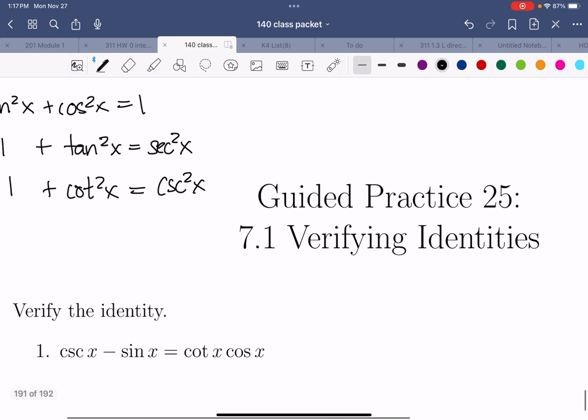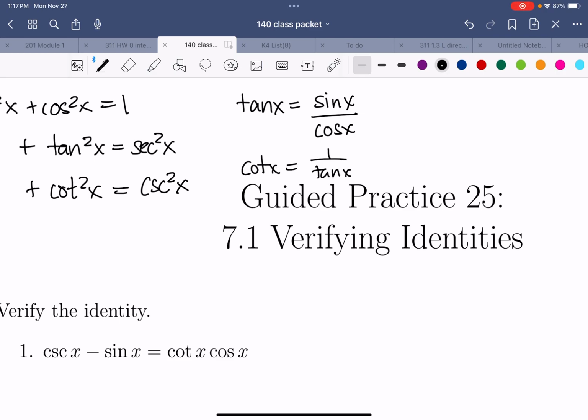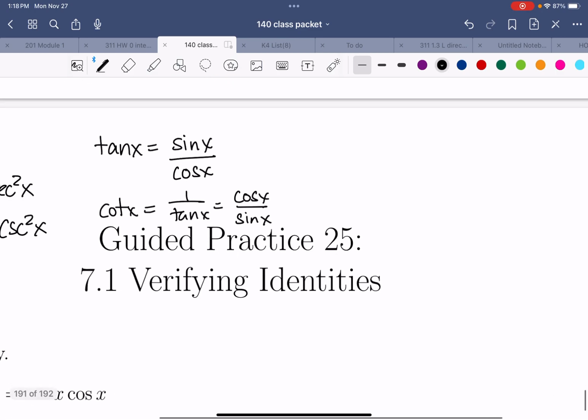All right, and then the other ones that we know here are that tangent x, our basic identity, is sine x over cosine x. Cotangent is the reciprocal of tangent, so it's 1 over tangent x. If you flip over the tangent, that's cosine x over sine x. And then we've got our other two. Secant x is 1 over cosine, it's the reciprocal. And cosecant, by definition, is 1 over sine x.